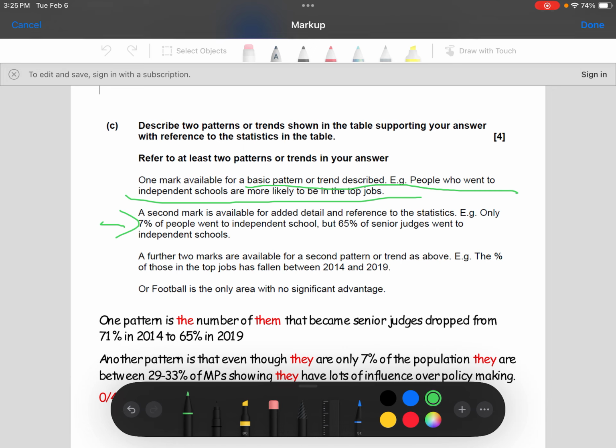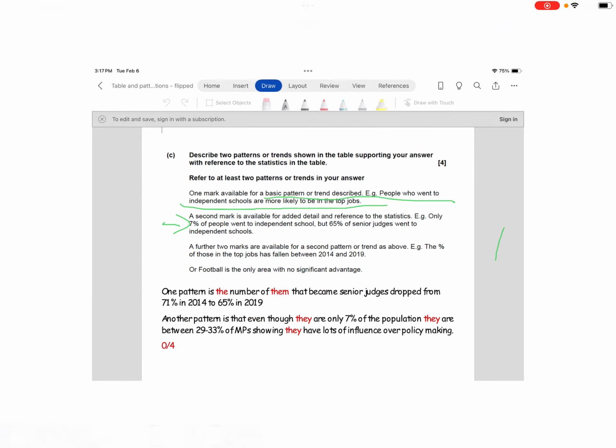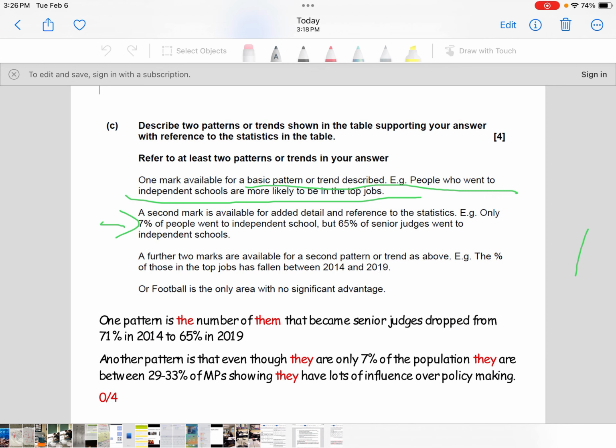In this case, the other point that you can make is the idea that football was the only area with no significant advantage if you went to independent school or not, which is not a massive surprise. Another response you can have a look at is this idea that another pattern is that even though they are only 7% of the population, they are between 29 to 33% of MPs, showing they have lots of influence over policy making. Unfortunately, that is also 0. The whole overall answer was 0 out of 4, because again, I'm not clear about who they are.